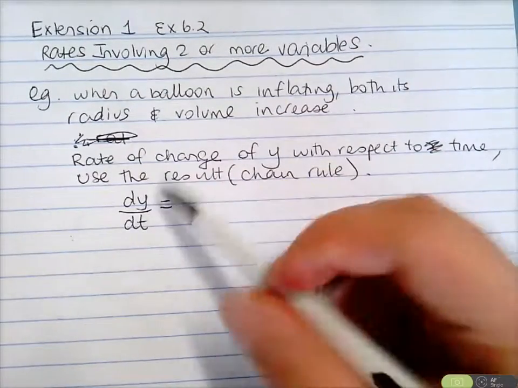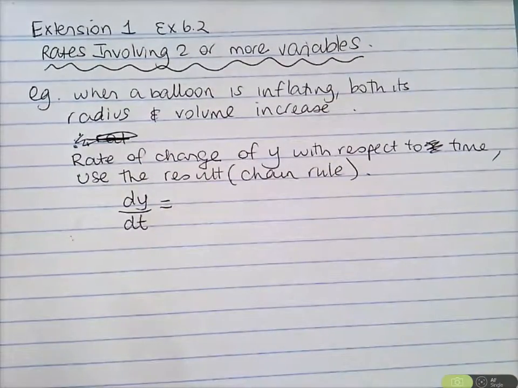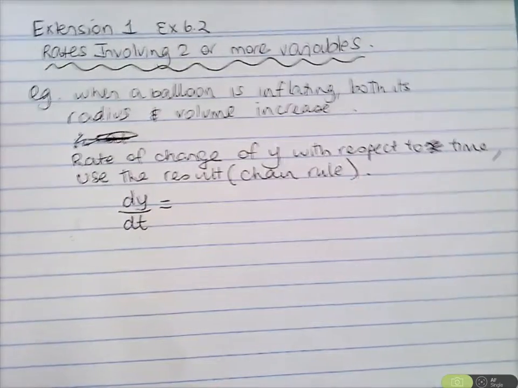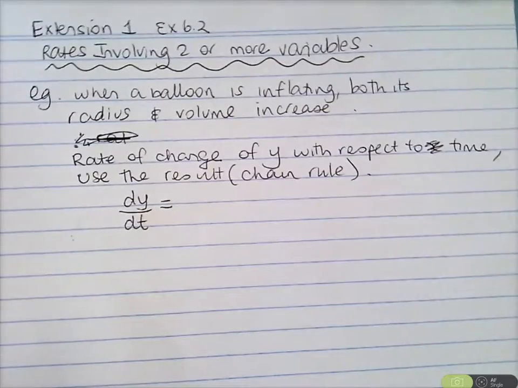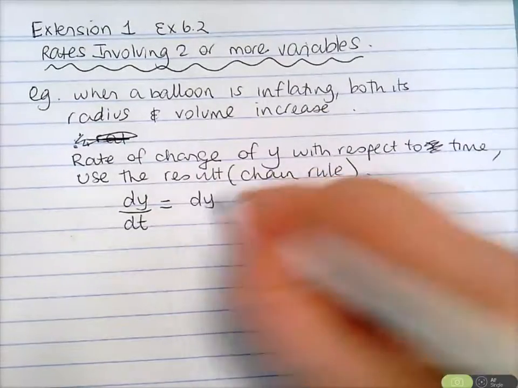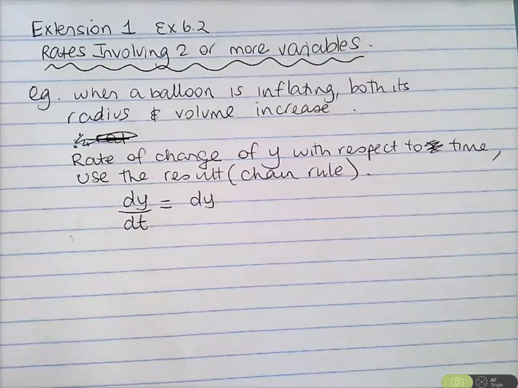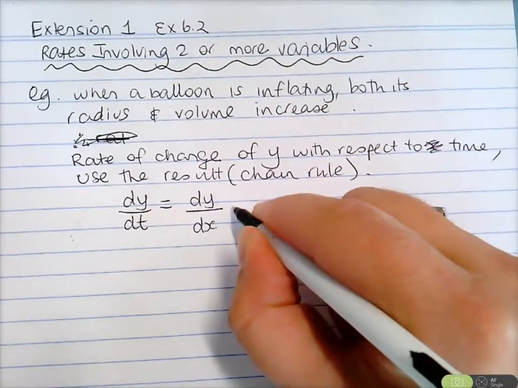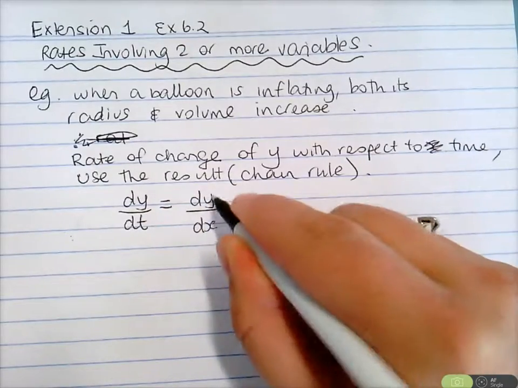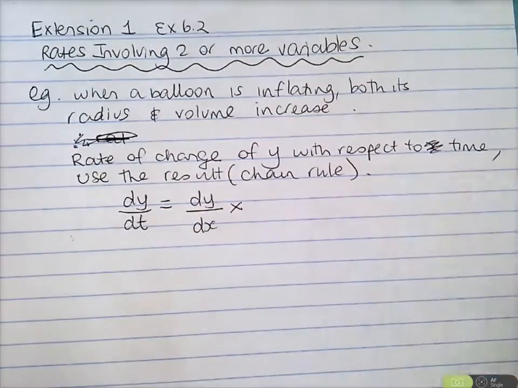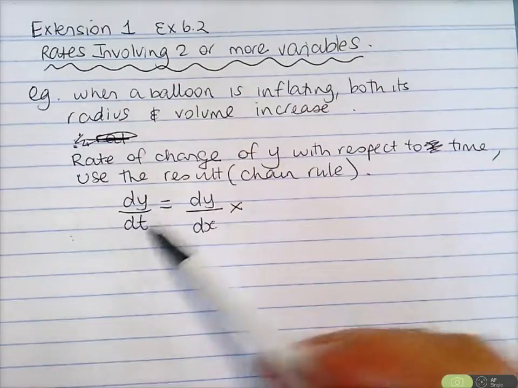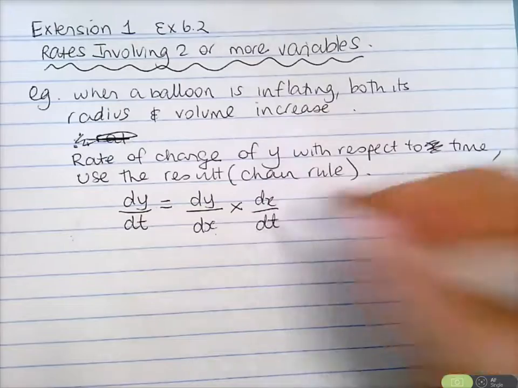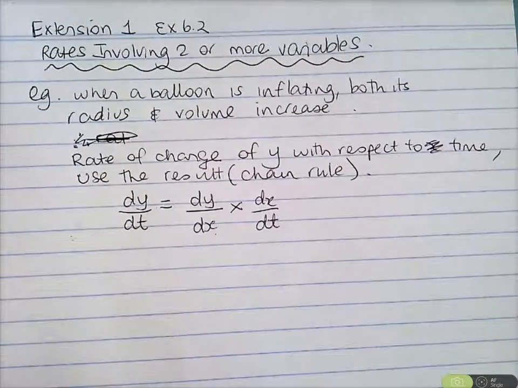Let's say I can't work out dy/dt directly. Let's say I've got y in terms of x, and I've got x in terms of t or something like that. We're going to use the result like this. Now, this is not going to make any sense to you until we do some examples. We're going to use this following result, that dy/dt equals dy/dx times dx/dt. So we're going to be doing things like this in this exercise.